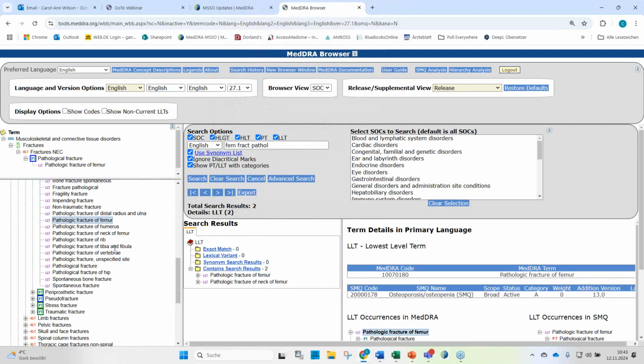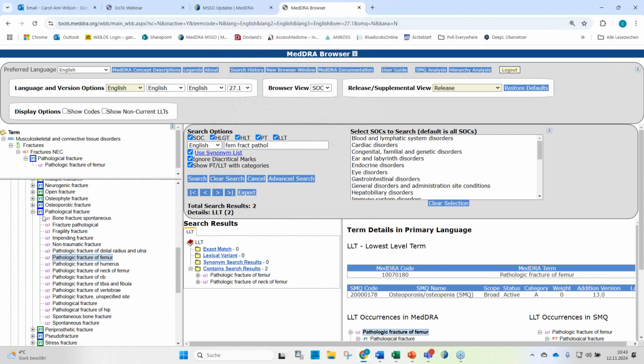And here we have some of the terms grouped under this PT, pathological fracture, that we saw in the poll. So the fragility fracture is in there, pathologic fracture of femur, and that is in the spontaneous fractures as well, spontaneous bone fracture. So all these are considered pathological fractures. But spontaneous bone fracture would not be appropriate, because our verbatim does not report a spontaneous fracture, but a fracture that was caused by a low energy impact from the outside.